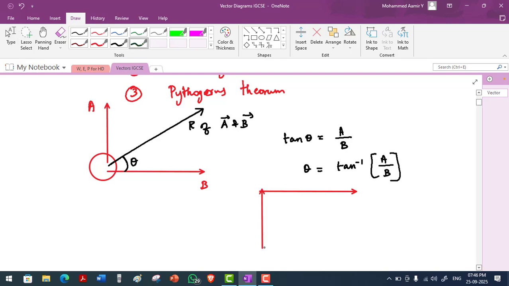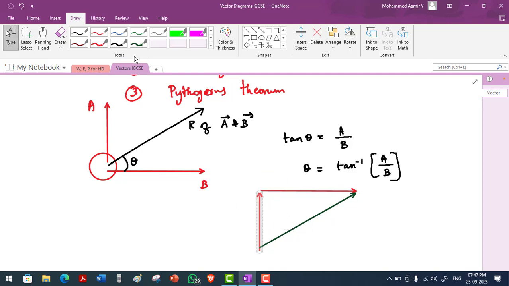It's not exactly meeting, but anyways, it should meet perfectly. Then the resultant will be from the tail of the first vector to the head of the second vector. I'll take the vector itself. So it will be like that. This will be the resultant. I have to extend it a little bit.